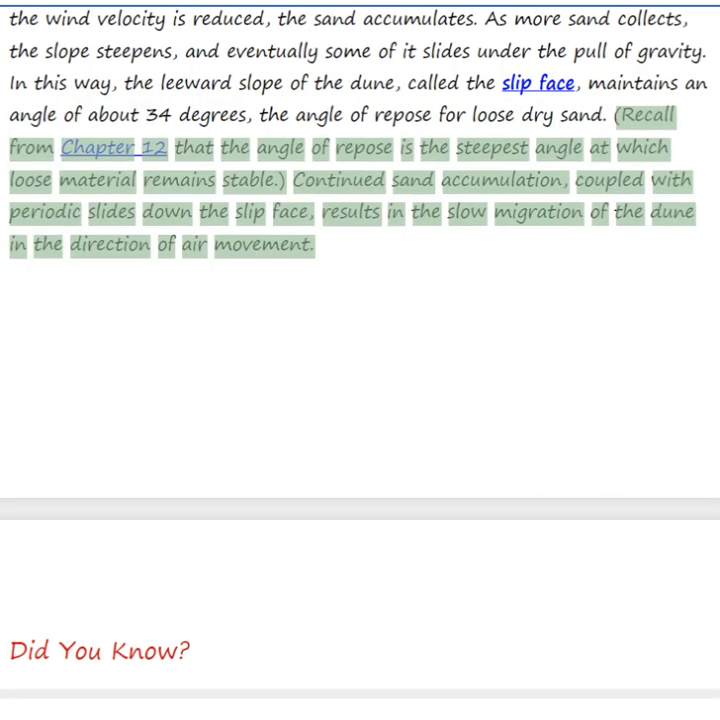Continued sand accumulation, coupled with periodic slides down the slip face, results in the slow migration of the dune in the direction of air movement.